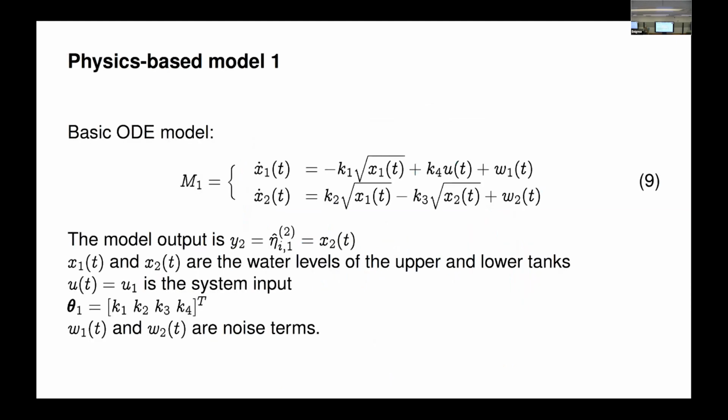So as I said, there are some relatively simple physics-based models. This is the basic ODE model, and you could say we've got 2 states here, X1 and X2. They correspond to the water levels in the 2 tanks. X1 is the tank level in tank 1, X2 is the level in tank 2. You can see you've got these square root nonlinearities here, which are a little bit unusual, but that's why there's a strong nonlinearity.